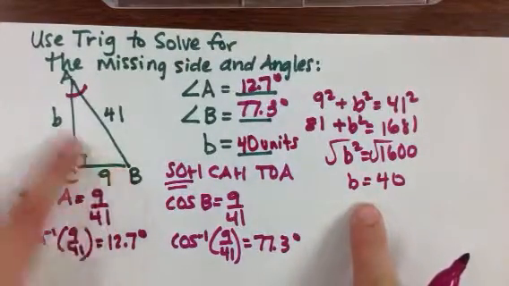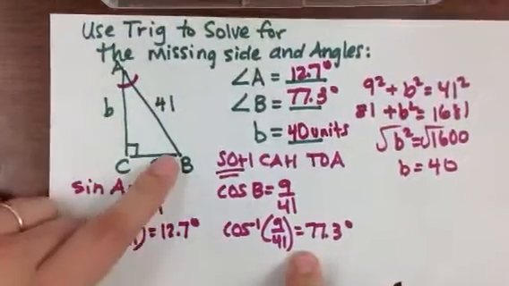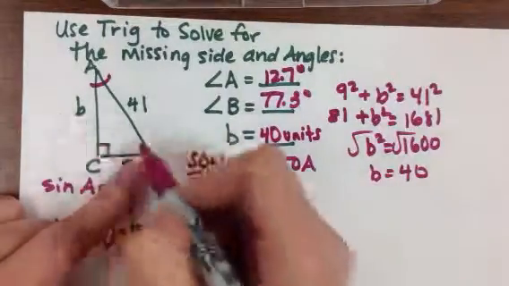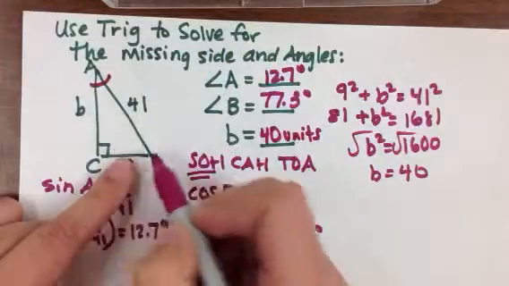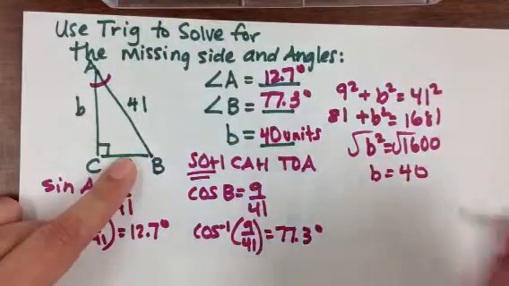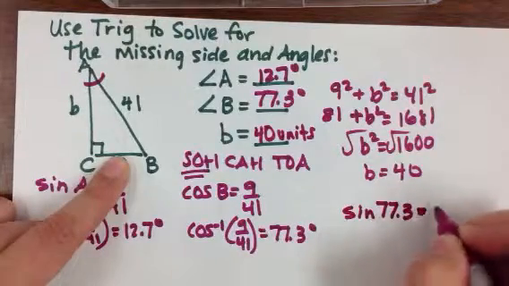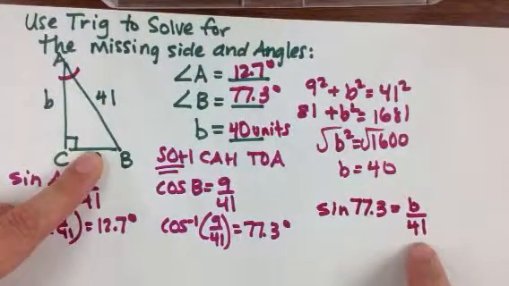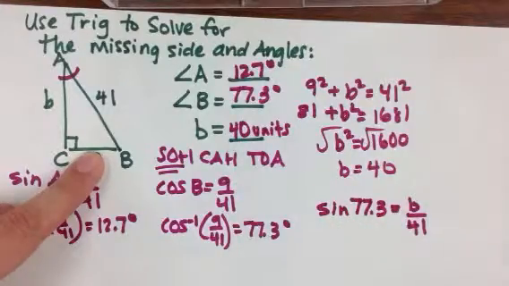So let's make sure using trig, though, I can still get b to be 40 units. We just solved for A and B, so let's use angle B to be 77.3. Little b, side AC, is opposite angle B, and I could use the hypotenuse. So I could say the sine of 77.3 is equal to opposite over hypotenuse. Really all I have to do is multiply both sides by 41: 41 times the sine of 77.3 to solve for b.